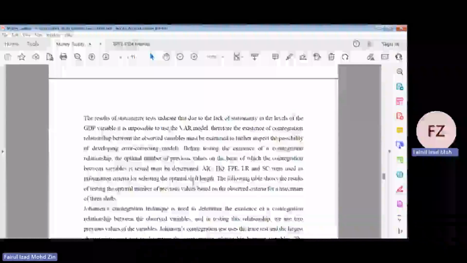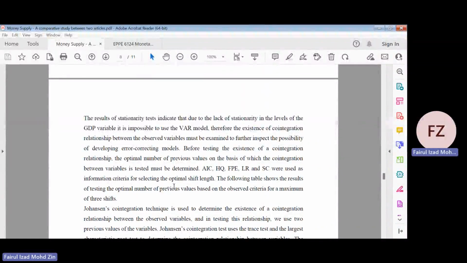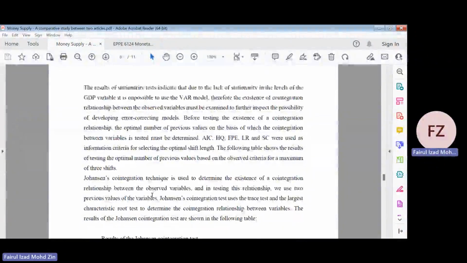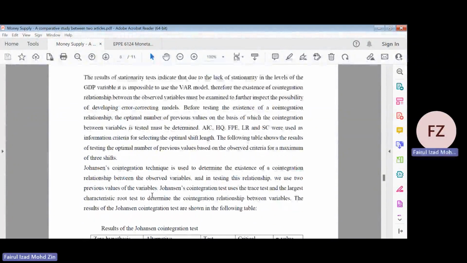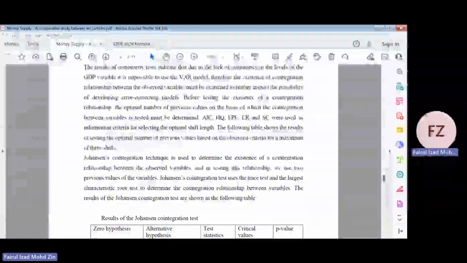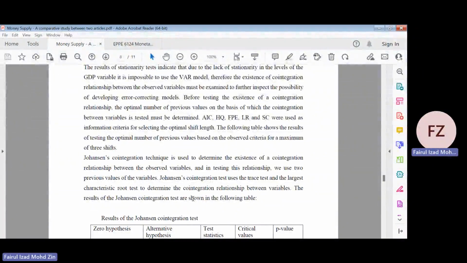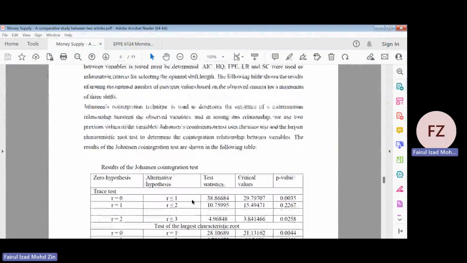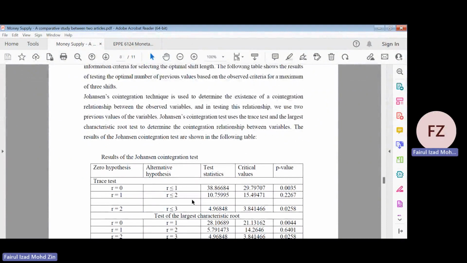Before testing the existence of the co-integration relationship, the optimal number of previous values on the basis of which the co-integration between variables is tested must be determined. AIC, HQ, FPE, LR, and SC were used as information criteria for selecting the optimal lag length. The following table shows the result of testing the optimal number of previous values based on the observed maximum lag. The Johansen co-integration technique is used to determine the existence of a co-integration relationship between the observed variables. We use two previous values of the variables in the Johansen co-integration test. The Johansen co-integration test uses the trace test and the maximum eigenvalue test to determine the co-integration between variables. The results of the Johansen co-integration test are shown in the following table.